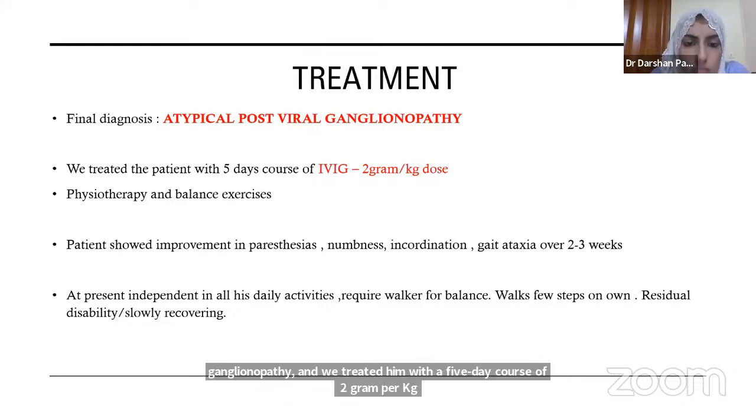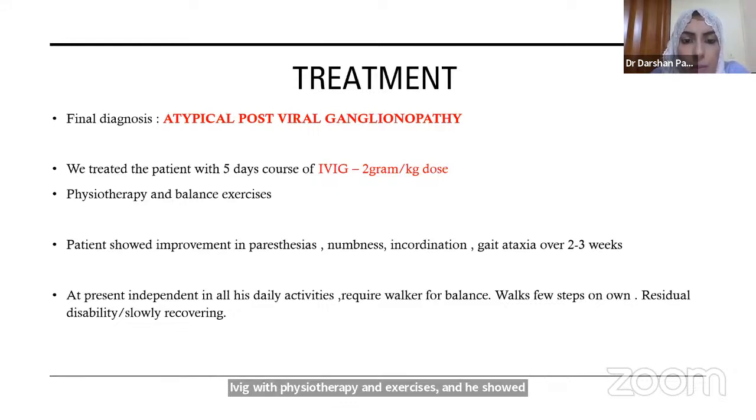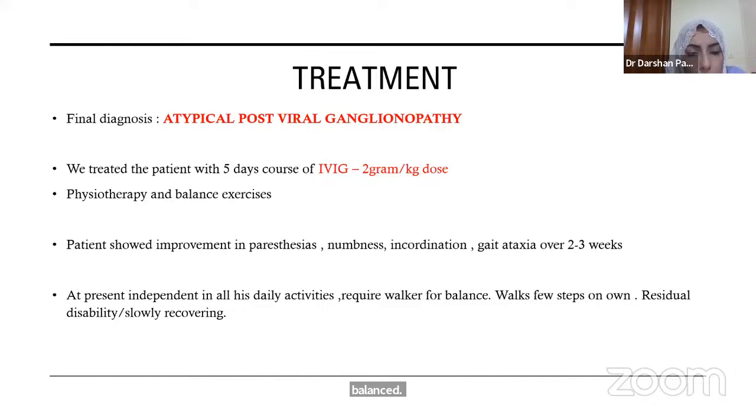He showed improvement in his negative sensory complaints and in his incoordination and ataxia over a period of 2 to 3 weeks. At present, he is independent for all his daily activities, but he requires a walker for walking and balance. He's taking a few steps on his own. So he has some residual disability, but he's also slowly recovering.